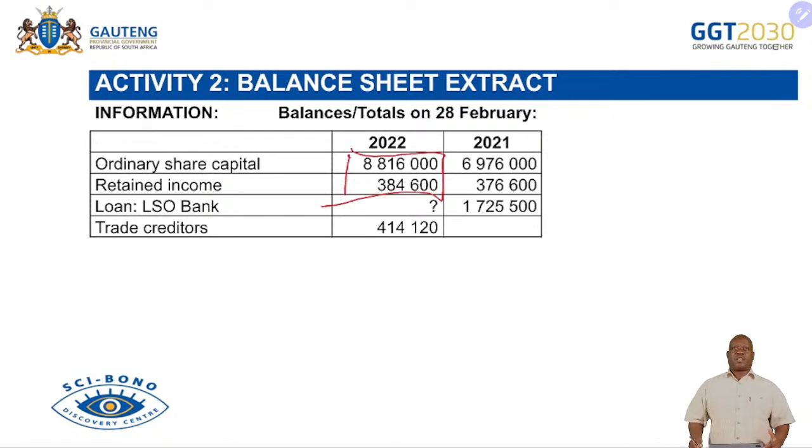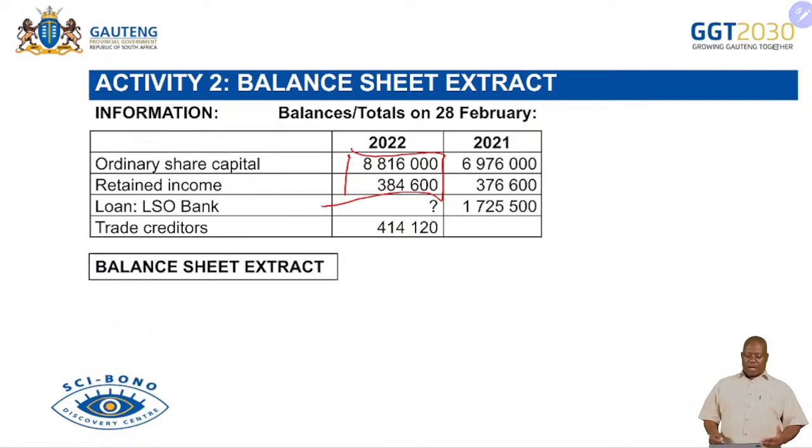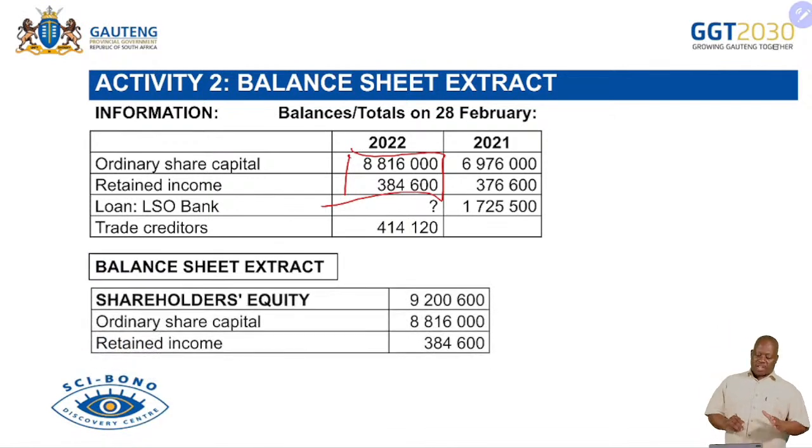This is your equity section. Ordinary share capital and retained income balances at the end. That's it. So I'm not going to waste time on this one. There it is, the balance sheet extract, shareholders equity. We take the ordinary share capital, we press it in, retained income, it's in, and then we add the two to get our ordinary shareholders equity. Done, dusted. Let's move on.